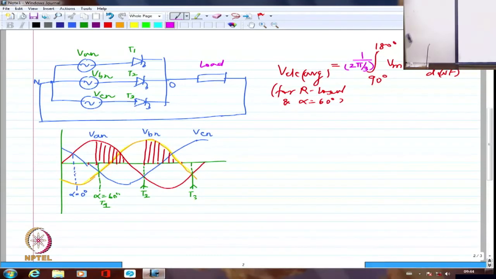Let us try to take a look at the current. It is very simple. Current will be exactly the voltage wave shape because it is V by R. That's it. Nothing more than that. Right? So this is for R load. Let us try to look at it for RL load.